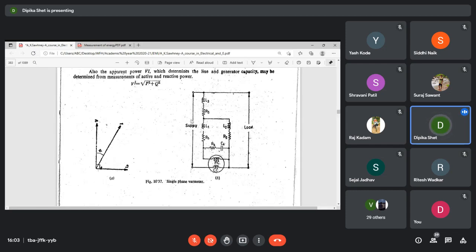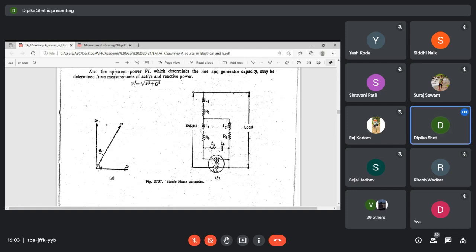So see here, this is, suppose, a single phase line. Here this is the supply side and here this is the load side. And this is our actual VAR meter, which is used for reactive power measurement. See how it will be constructed. It consists of a current coil, which will be connected in series with the line.